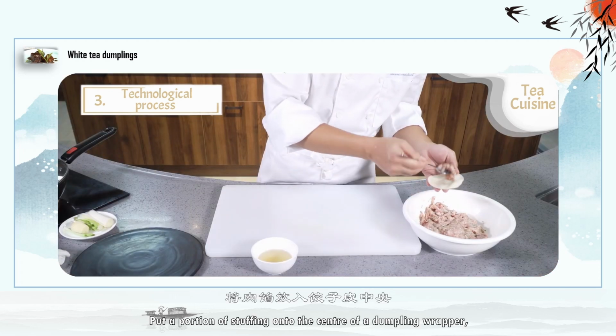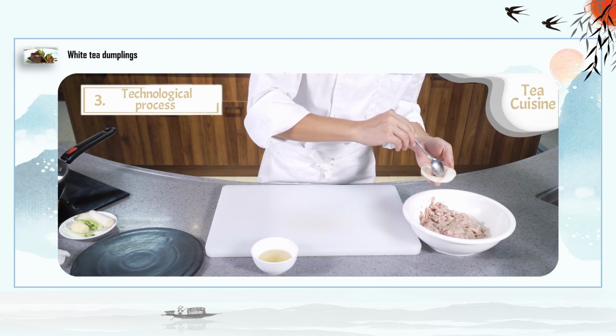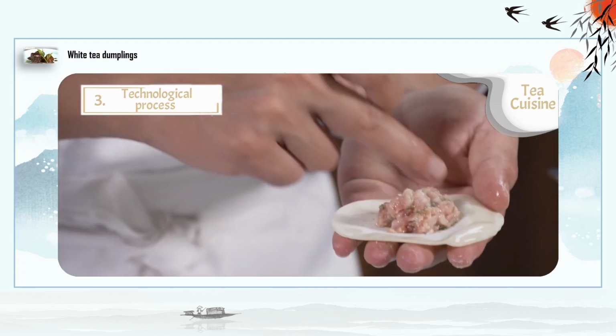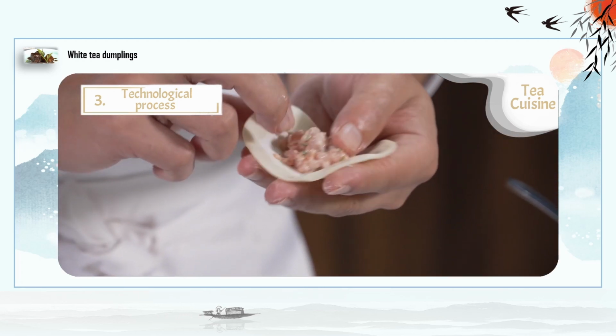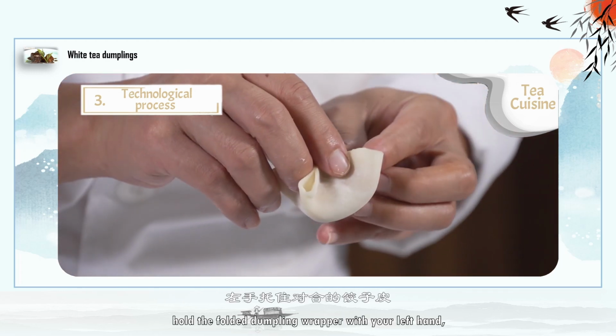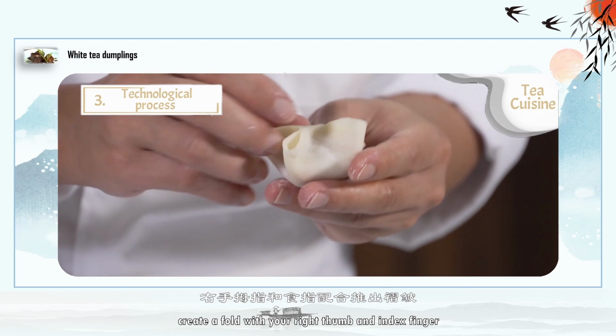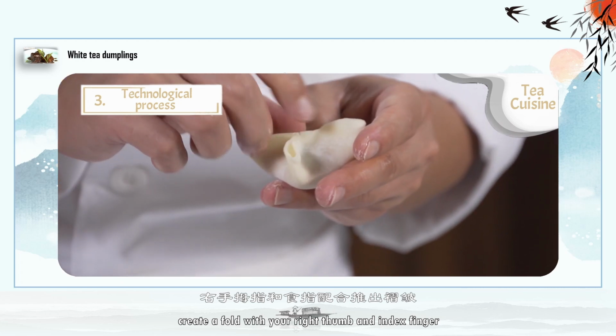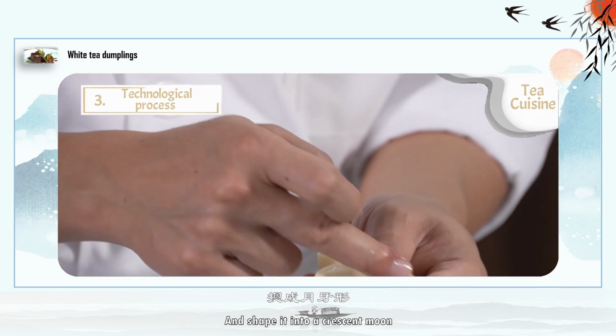Put the portion of the stuffing into the center of a dumpling wrapper. Fold the two sides against each other. Hold the folded dumpling wrapper with your left hand. Create a fold with your right thumb and index finger, and shape it into a crescent moon.